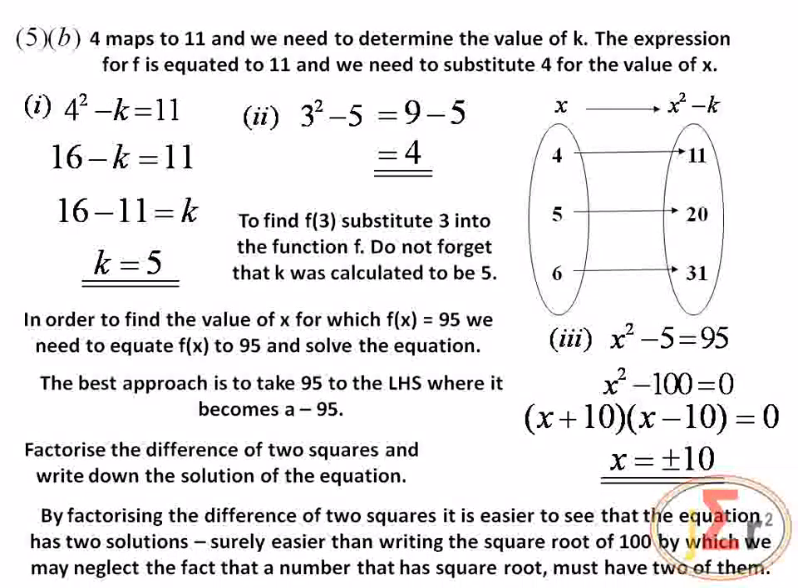Surely easier than writing the square root of 100, by which we may neglect the fact that a number that has a square root must have two of them. I'm saying that if we had x squared is equal to 100, we say x is equal to the square root of 100, and we are tempted to write down 10 as our answer. However, by using the difference of two squares and seeing the two factors, it is a little bit clearer that we have two possible answers, as we have them right here.